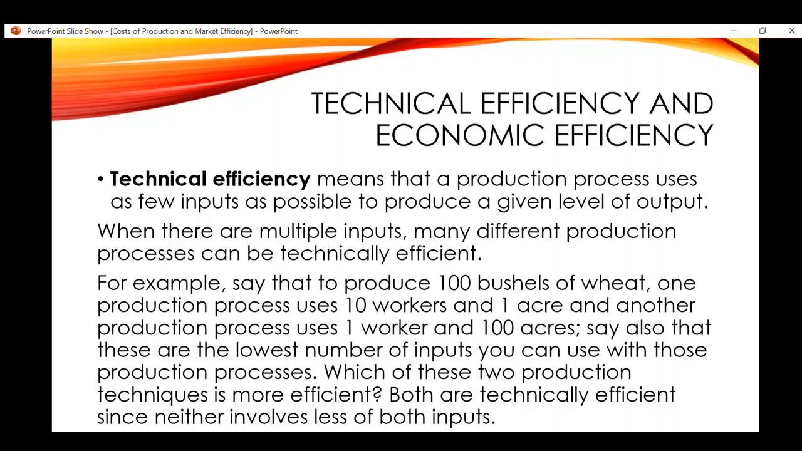So which of these two production techniques is more efficient? Both are technically efficient since neither involves less of both inputs. Mao man ang pinaka-efficient niya nga combination: kung mogamit ka og 10 workers or mag-hire ka og 10 workers, kinahanglan mo og 1 acre, but if gusto ka makatipid sa worker, isa lang, pero kinahanglan kang makagamit og 100 acres of your land.